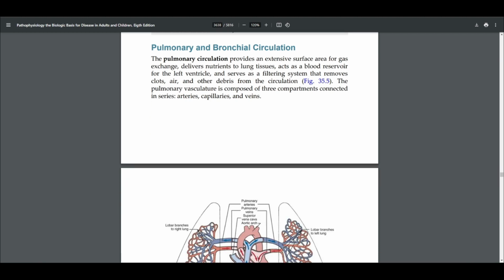Your pulmonary and bronchial circulation. The pulmonary circulation provides an extensive surface area for gas exchange, delivers nutrients to lung tissues, acts as a blood reservoir for the left ventricle, and serves as a filtering system that removes clots, air, and other debris from the circulation. The pulmonary vasculature is composed of three compartments connected in series: your arteries, your capillaries, and your veins.